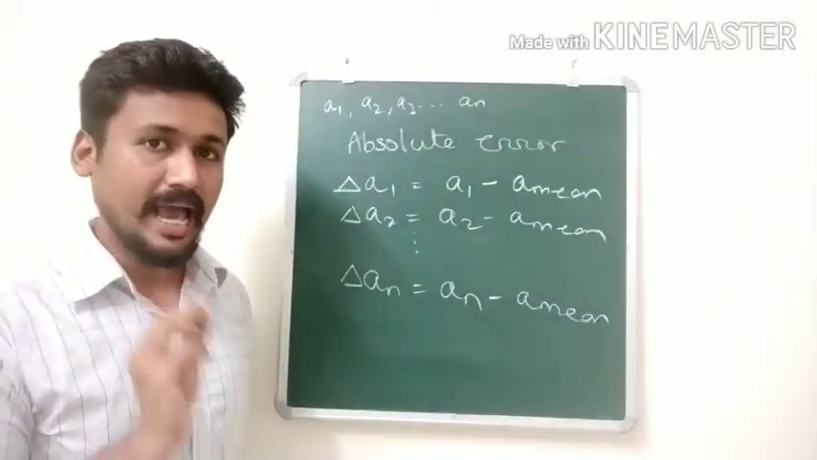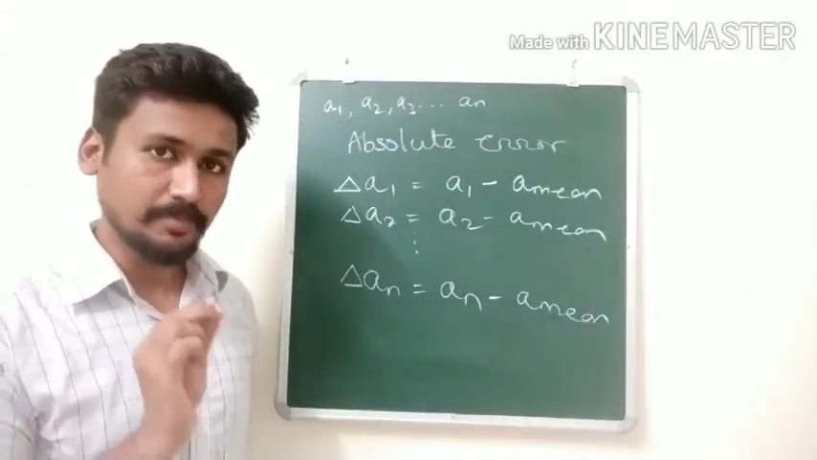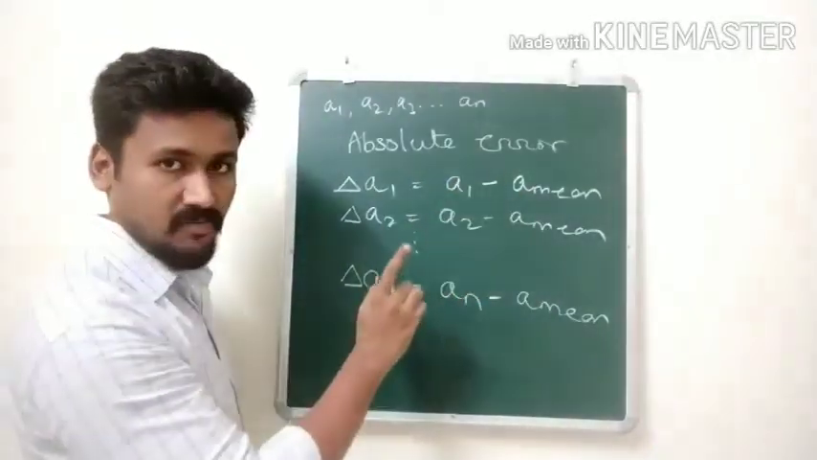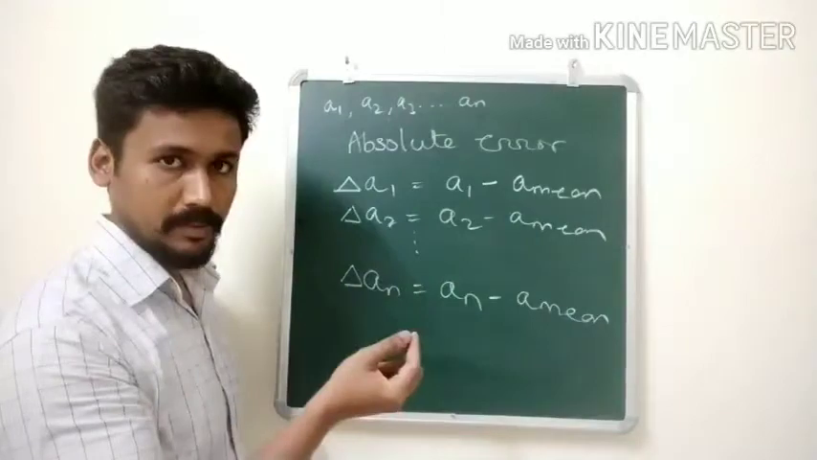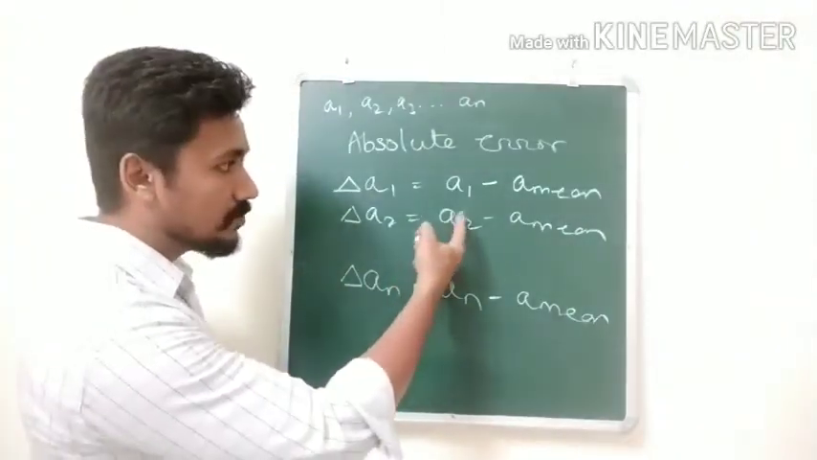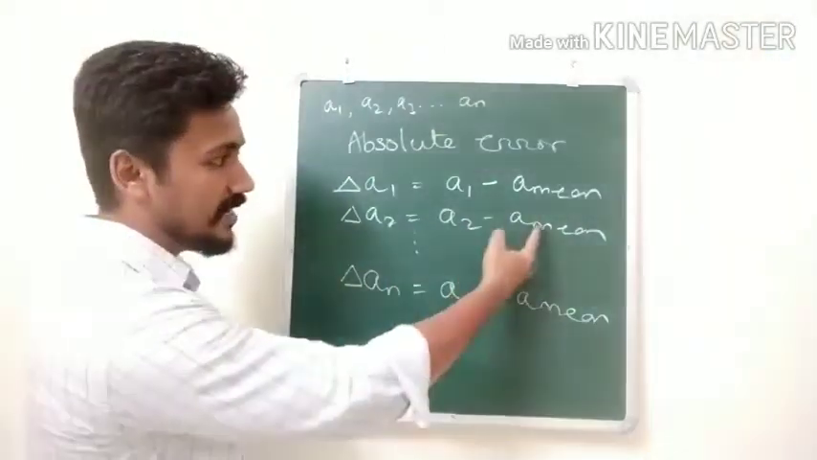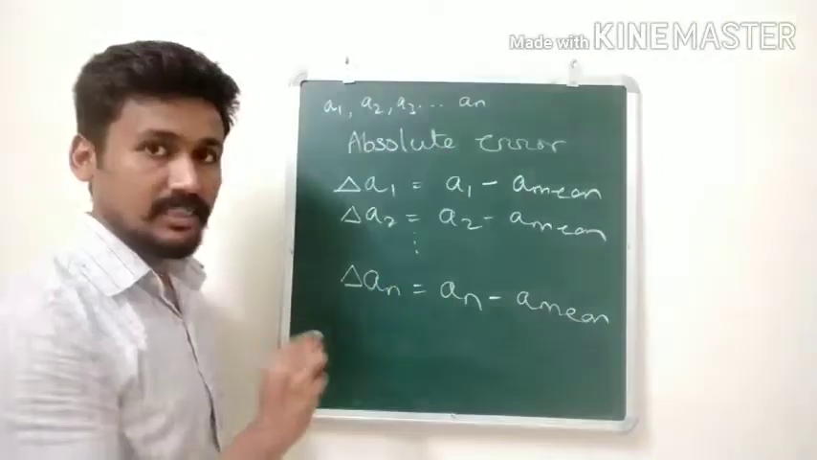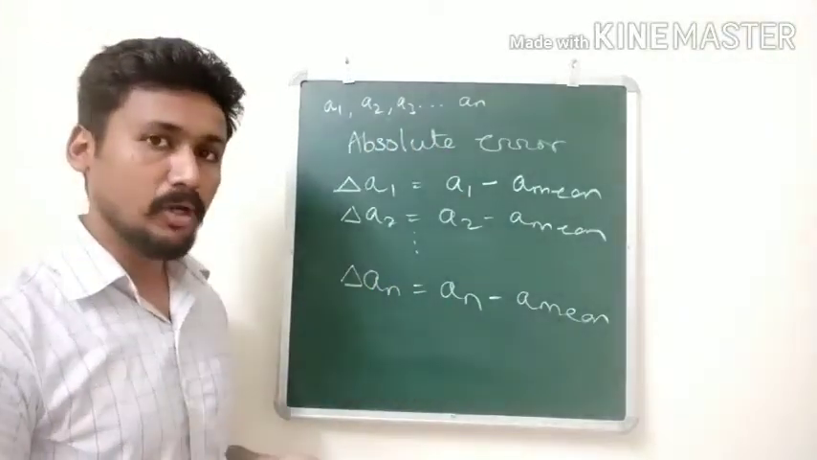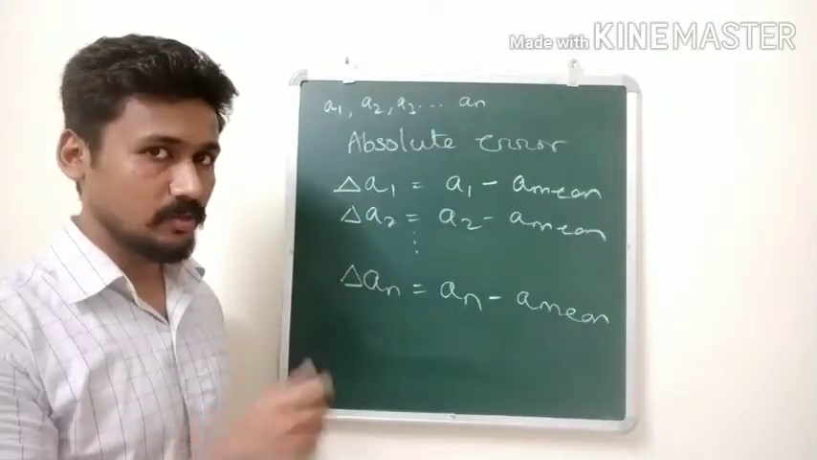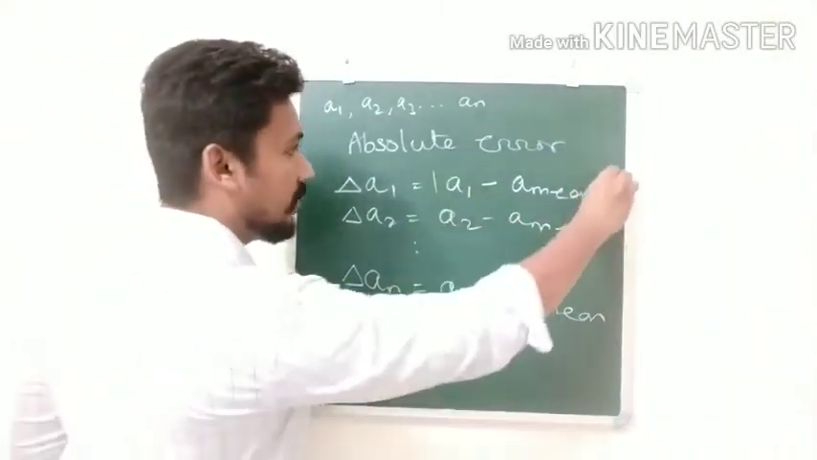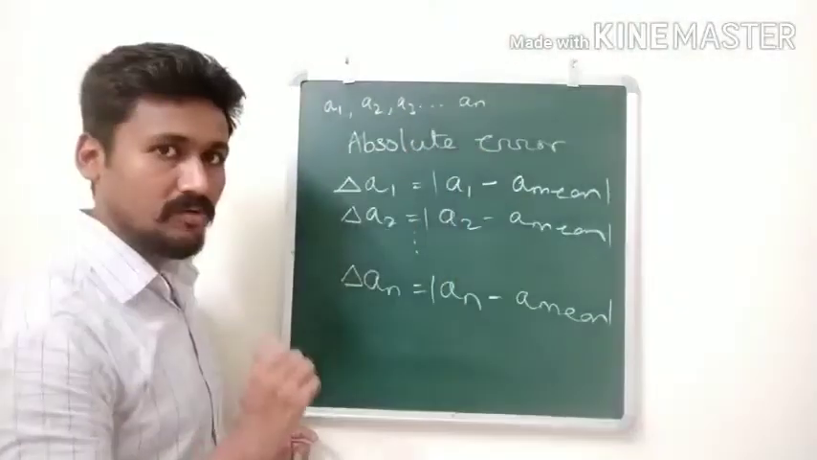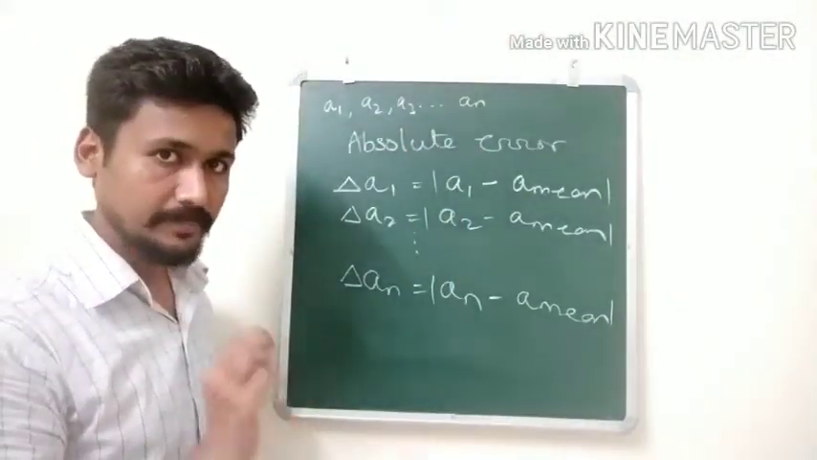Always remember, absolute error is always taken as positive. Correct? So suppose A1 is greater than the mean value, this will be positive, no problem. But if, let us say, A2 is smaller than the mean value, then A2 minus the mean will actually be negative. But the absolute errors are always taken as positive because we only want the difference between the values. So what we do? We always take the modulus of these. So the absolute errors are always taken as positive, right?